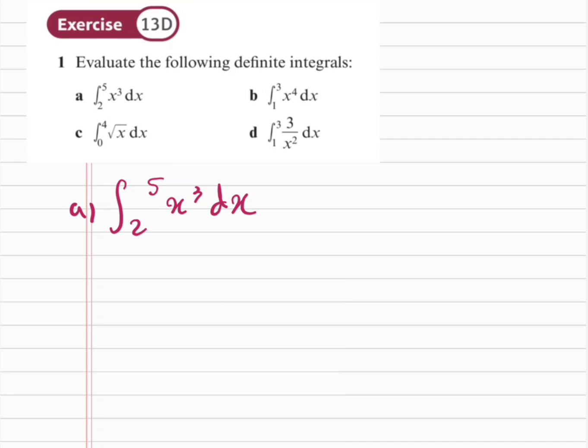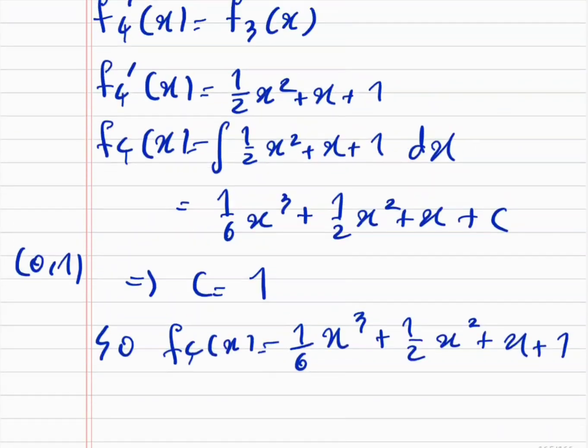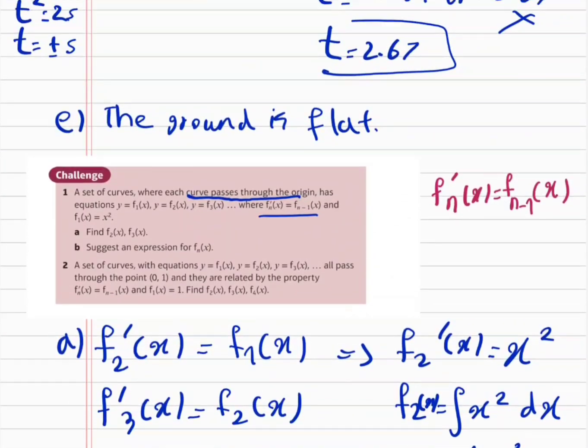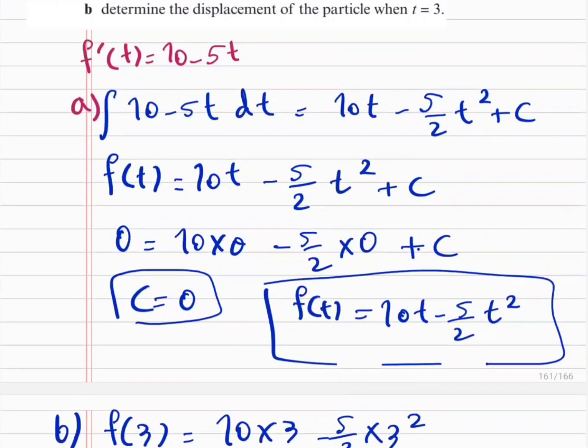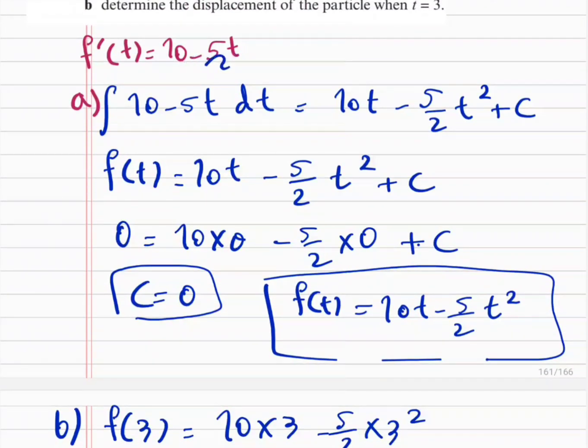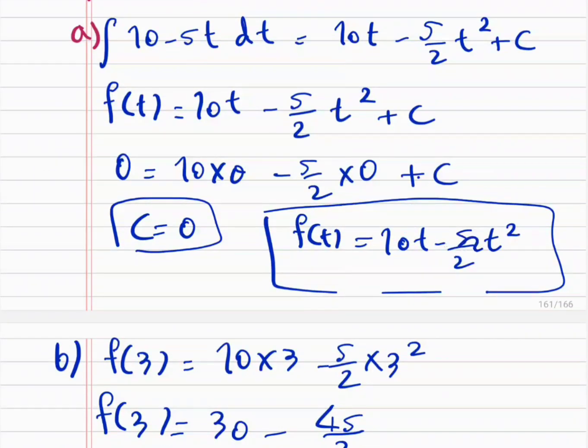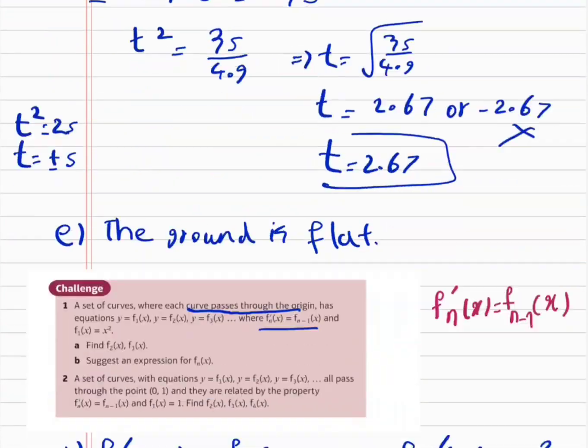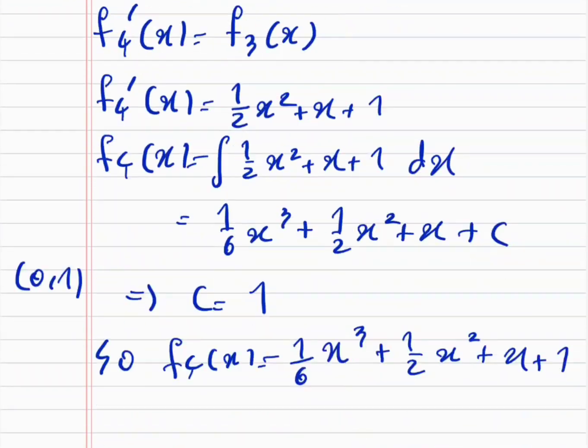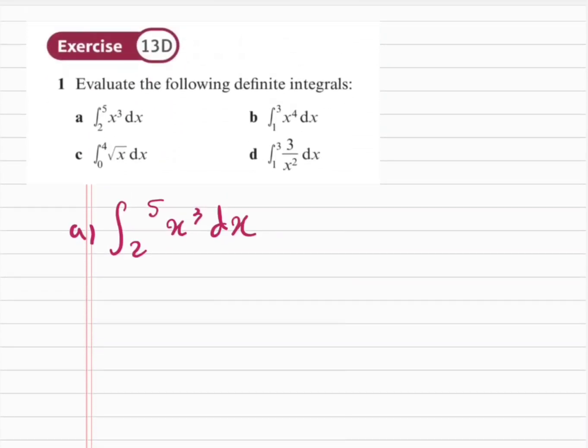The difference between indefinite and definite integrals is that indefinite integrals, like the previous examples we had, always produce a function. For example, for this integral of 10 minus 5t, the final answer is a function, 10t minus 5 over 2 t squared. But definite integrals produce a value at the end. They give us a number, maybe 10, 11. And as you can see, that's because of these two limits. This is the upper limit, this is the lower limit.